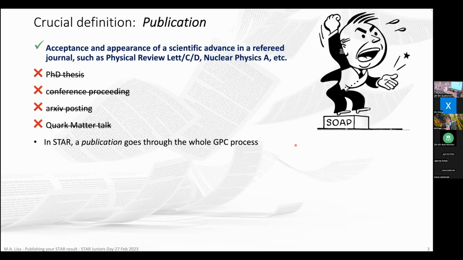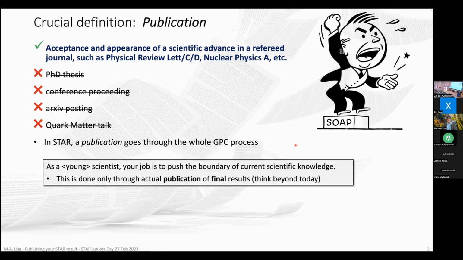And if it needs to be distinguished, then at least within STAR, the publication goes through the whole GPC. So if you're going through a GPC for your work, then that's a publication. The main thing here, as I said, as a young scientist, well, I would say for all of us as scientists, our job is to push the boundary of current knowledge by learning something more about HBT or polarization or V2 or something like this. And really, this is only done through publication of final results.